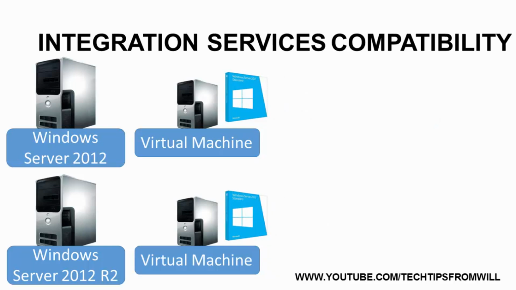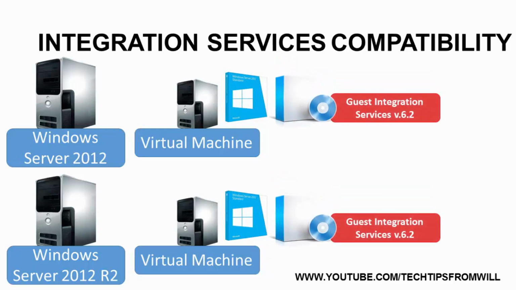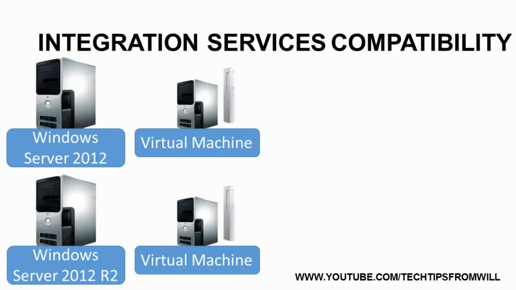The next system is Windows Server 2012. With Windows Server 2012, guest integration services are, once again, pre-installed with the operating system. Windows Server 2012 comes with version 6.2 of guest integration services built in, so there is no need to install the services manually. Of course, if you are using a Windows Server 2012 R2 Hyper-V host, this can be upgraded to version 6.3.